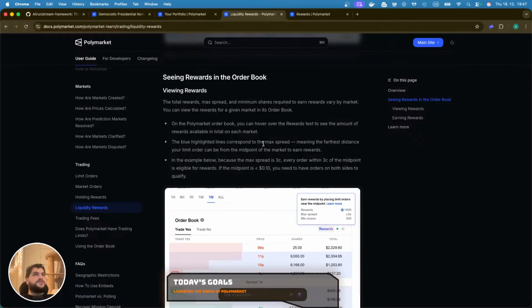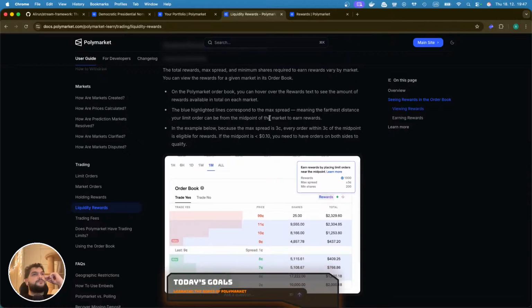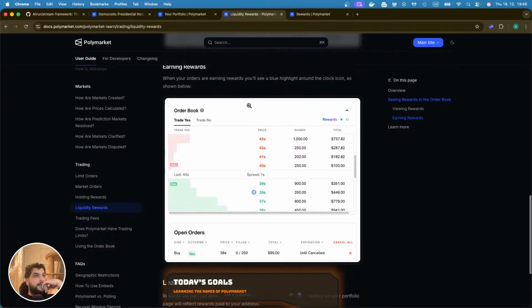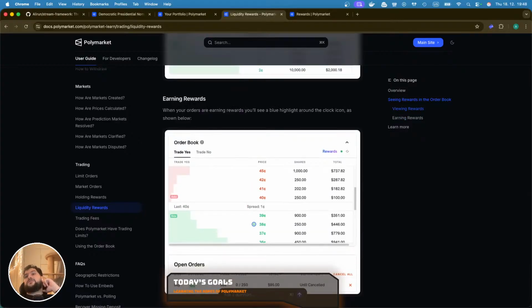Total rewards, max spread, and minimum shares required to earn rewards vary by market, and you can view the reward for a given market in its order book. On the Polymarket order book, you can hover on the reward text to see it here. The blue lines here are basically showing the spread. In the example below, the max spread is 3 cents. Every order within 3 cents of the midpoint is eligible for rewards. So basically the spread is plus minus 3 cents, like from 9 plus 1, plus 2, plus 3, and also 9 minus 1, minus 2, minus 3. When your orders are earning rewards, you will see a blue highlight around the clock icon. We will be getting all this information from the APIs.